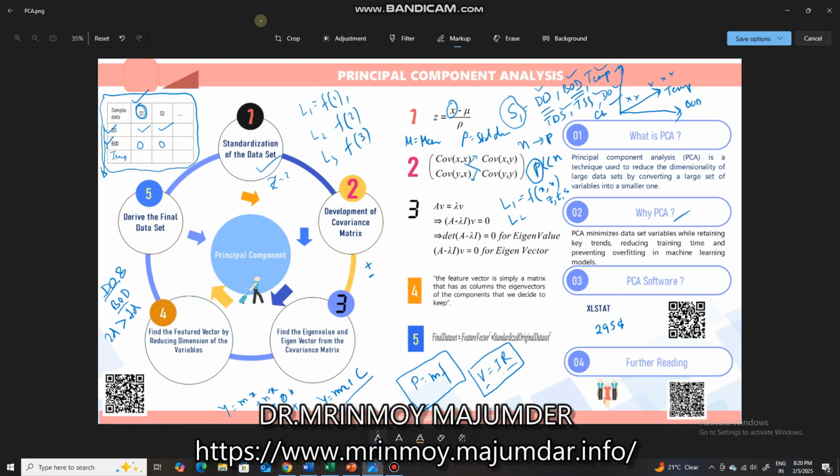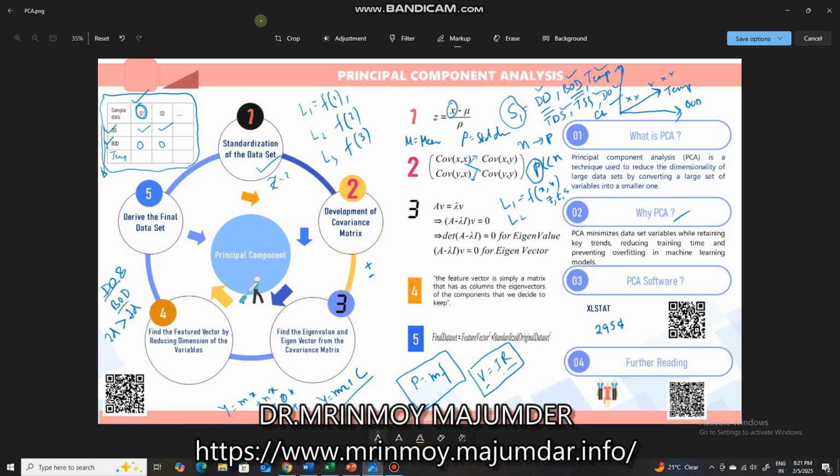Next is a very important thing: find the eigenvalue and eigenvector from the covariance matrix. Whatever matrix you have developed with the help of the covariance, you now have to find the eigenvalue and eigenvector of it. This is extremely important, because the eigenvector will show you the direction of the variance between the two parameters or two dimensions, and how much variance they have between them will be indicated by the eigenvalue. Now all of us know how to calculate the eigenvalue and eigenvector of a matrix.